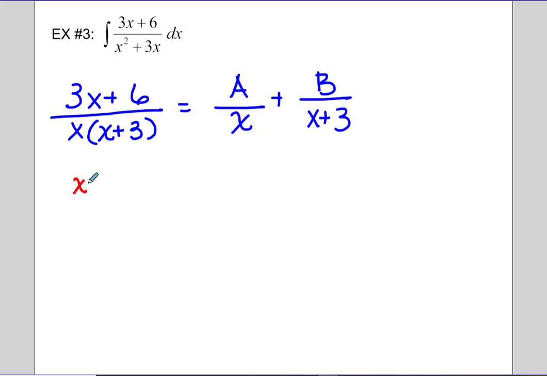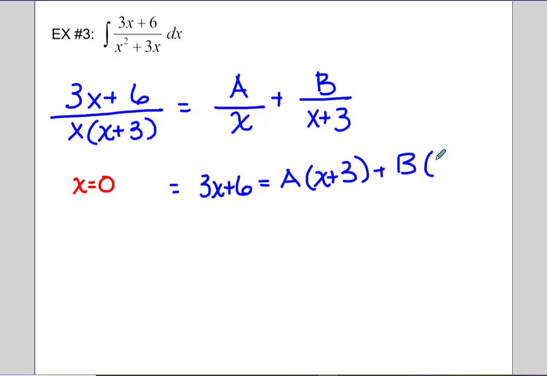So if we eliminate the first term, x, with a 0, then we have 3x plus 6 equals A times x plus 3 and B times x. So if x is 0, you have 6 is equal to 3a, so a is 2. And we can go back up here, erase this. We found out our a value is 2.